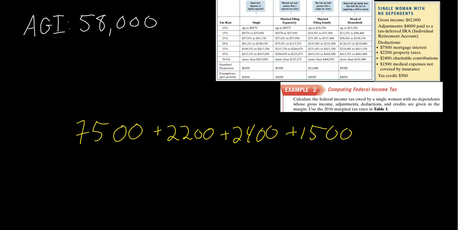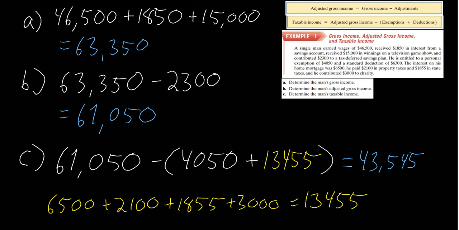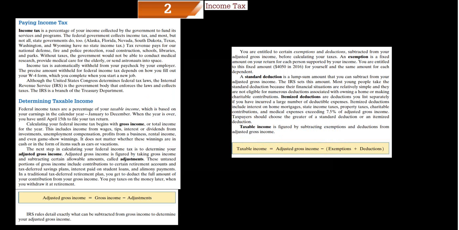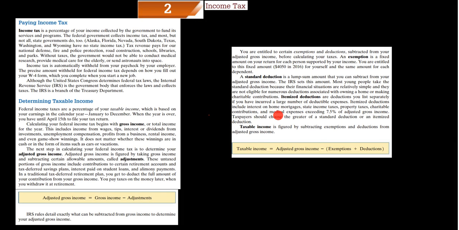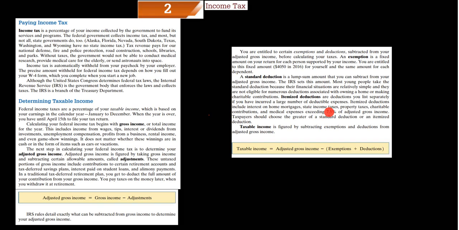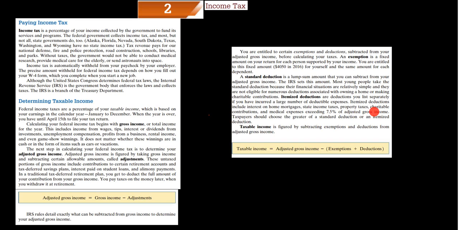in medical expenses. But wait a minute. I remember reading something about medical expenses earlier. So let's go back and read the text that I painfully read earlier. And right here it reads, charitable contributions and medical expenses. So under itemized deductions, we can use medical expenses, but only if they exceed 7.5% of adjusted gross income.